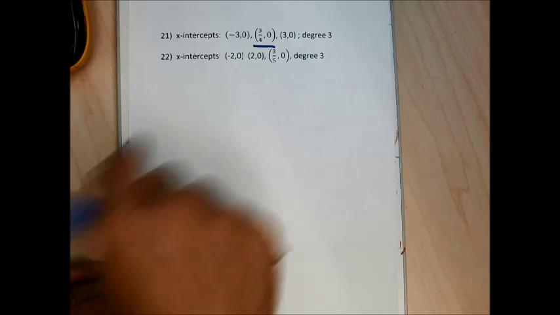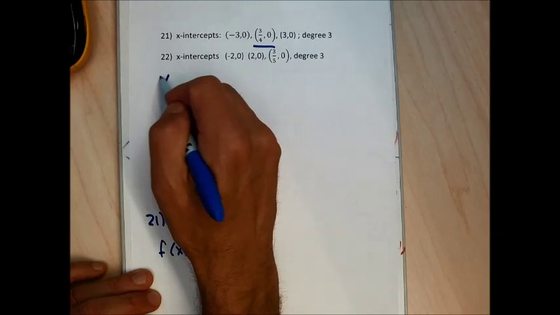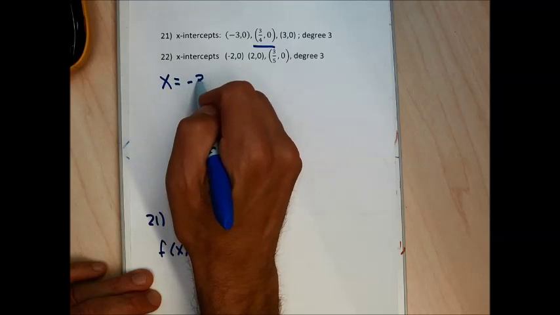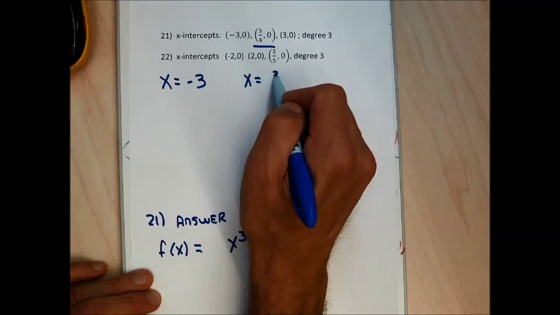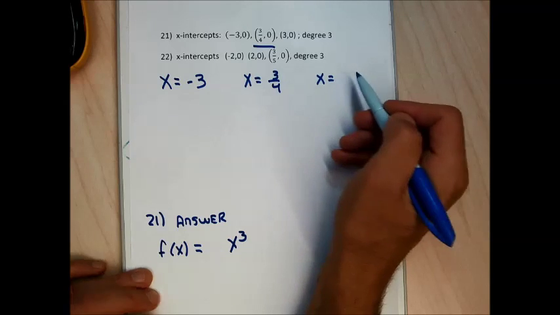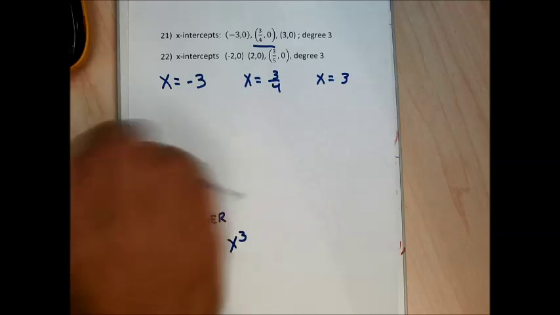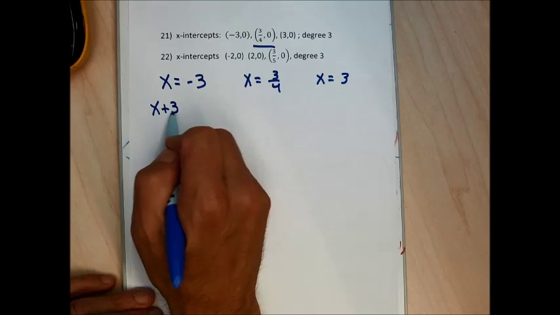I'm going to get started by setting 3 equations, one for each degree. So I'm going to set x equal to the x-coordinate of the first point, x equal to the x-coordinate of the second point, and x equal to the x-coordinate of the third x-intercept or third point. For this one, I'm going to add 3 to both sides and get x plus 3 equal to 0.